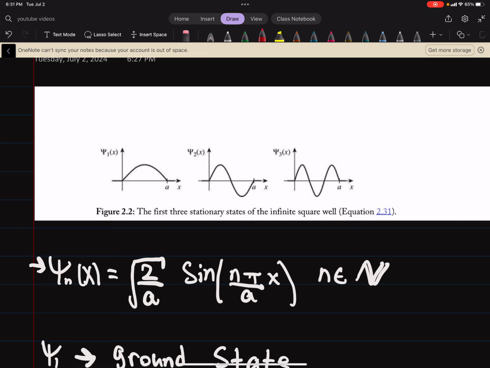And now, if we look over here at these graphs that we have, these are a few of our wave functions. So psi 1, psi 2, psi 3. This is your ground state. This is the first excited state. This is the second excited state. And it goes on and on and on. Okay? So there's a few properties that are worth talking about before we continue.